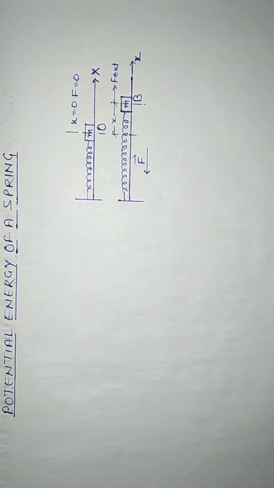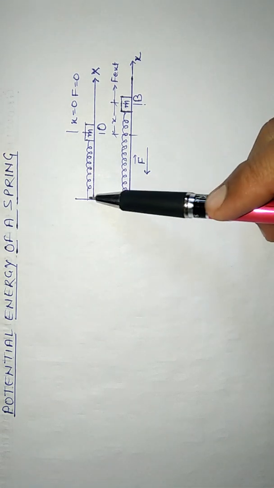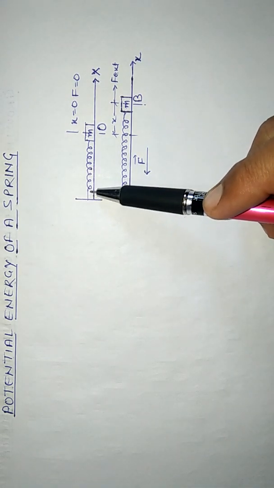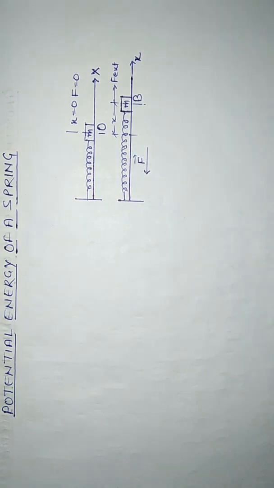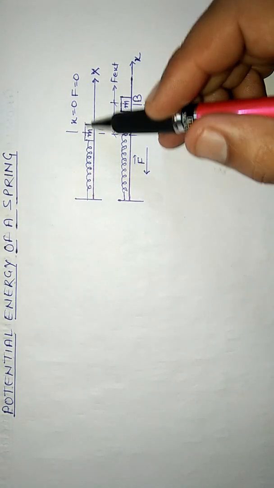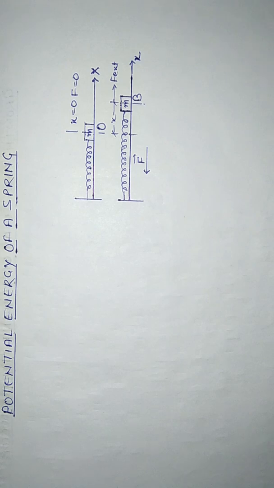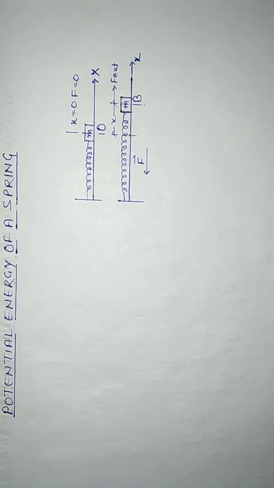Good morning, students. Today we will study the potential energy of a spring, for which we have considered an elastic spring of negligibly small mass. Its one end is attached to a rigid support and the other to a block of mass m. This mass m can slide over this smooth horizontal surface.